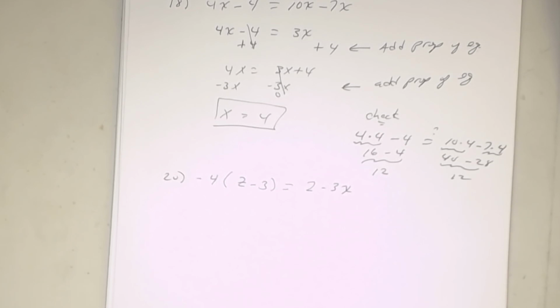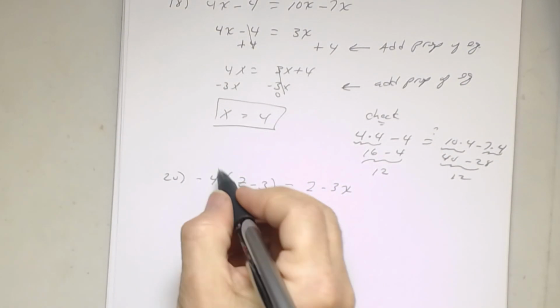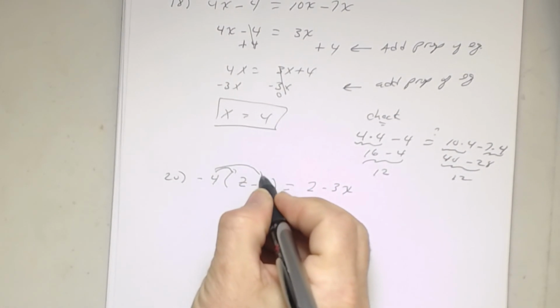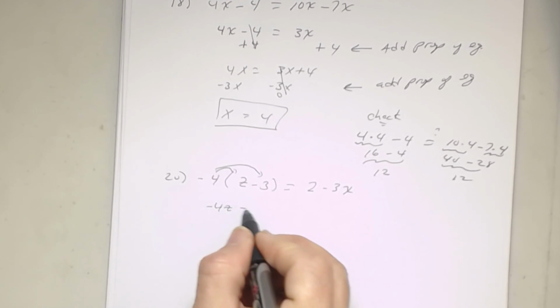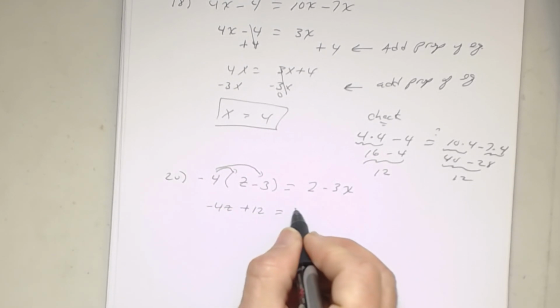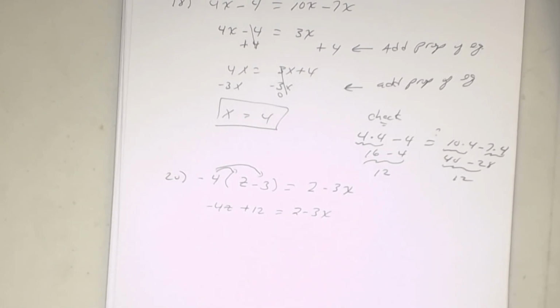All right, so the first step, you do have parentheses. So what's the first step? Distributive property. So what's going to be the left side? Negative 4z plus 12. Okay, equal, and then 2 minus 3x.